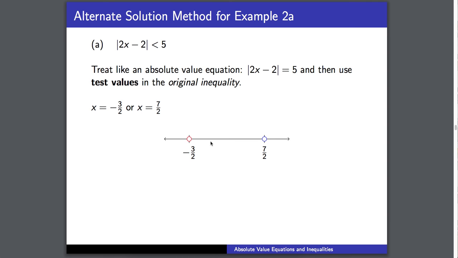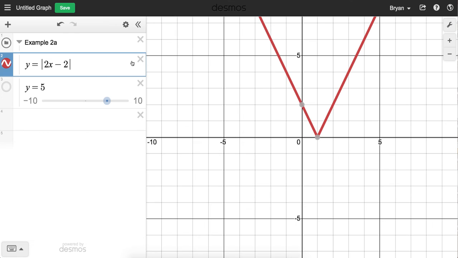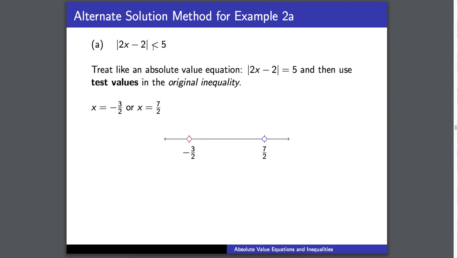For a number between -3/2 and 7/2, let's say 0, we check if our y-coordinate when x is 0 comes out to be less than 5. The y-coordinate when x is 0 is actually right here, it's 2. So is 2 less than 5? Yes, it is. So we want to include values between negative 3 halves and 7 halves, as we saw in the answer to this problem originally.